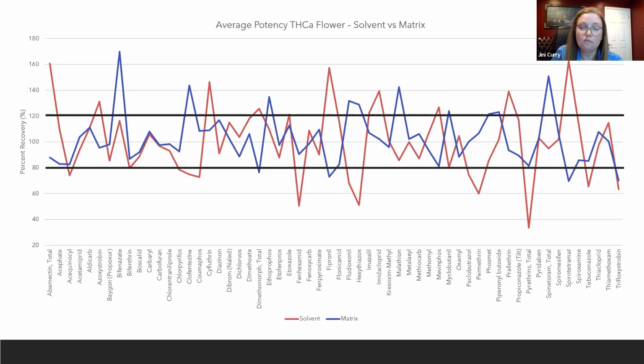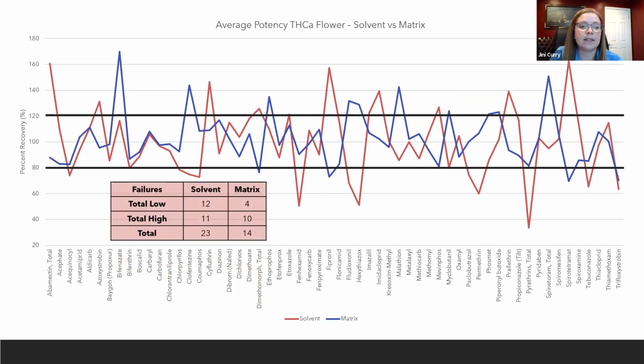And I think you guys will start to notice a trend of what we see when we do those matrix calibrations. So here's that average potency THCA flower. Again, the solvent calibration in red and the matrix calibration in blue. And in this one for solvent, we had 12 failures that were low, and in matrix only had 4 failures that were low. And then for high, we were seeing 11 in solvent and 10 in matrix. So failure-wise, we were going from total failures of 23 to a total failure of 14.